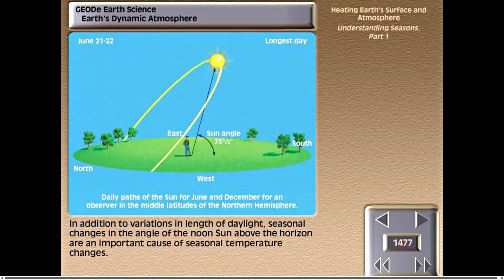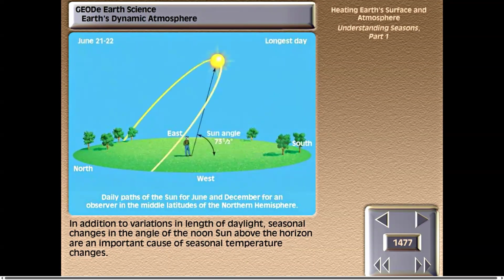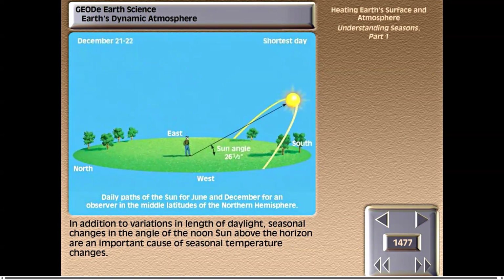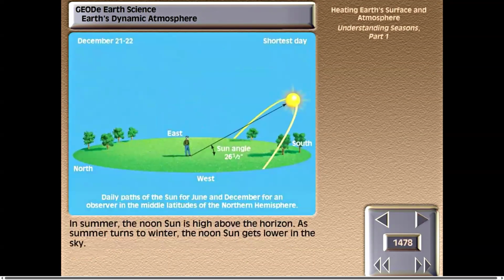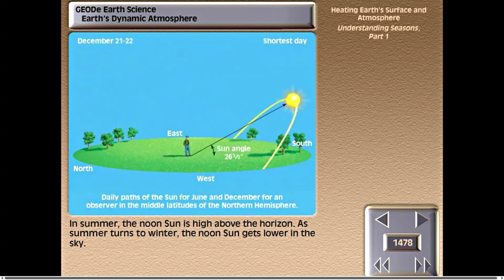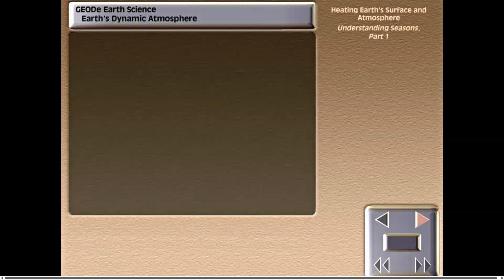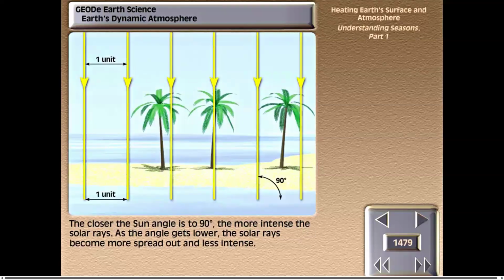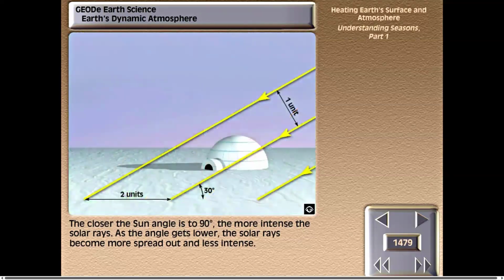In addition to variations in length of daylight, seasonal changes in the angle of the noon sun above the horizon are an important cause of seasonal temperature changes. In summer, the noon sun is high above the horizon. As summer turns to winter, the noon sun gets lower in the sky. The closer the sun angle is to 90 degrees, the more intense the solar rays. As the angle gets lower, the solar rays become more spread out and less intense.